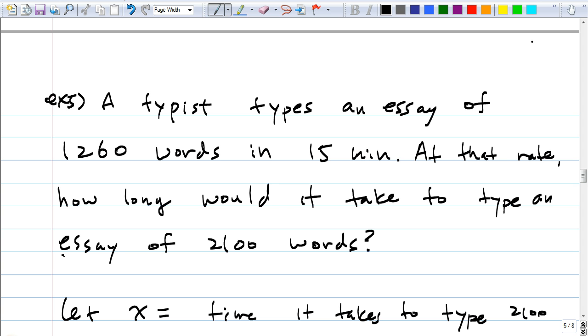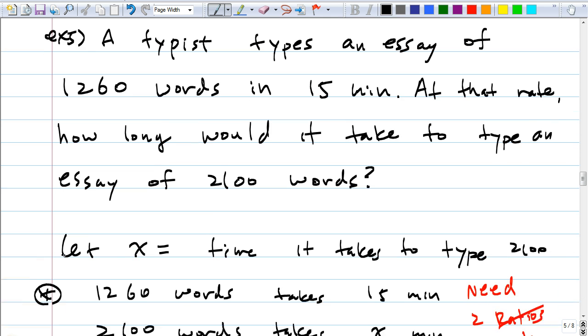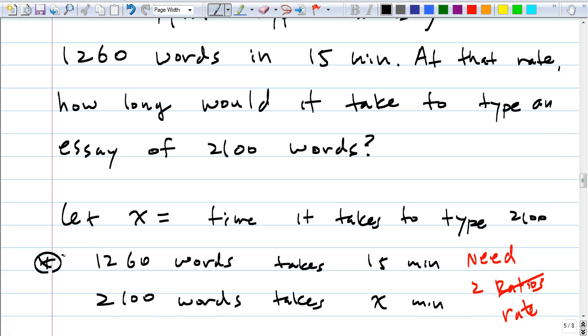It turns out that's not a ratio. We cheated a little bit here. That's actually a rate because they don't have the same unit, do they? It's okay. It'll still work out. What about then for 2,100 words? How many minutes does it take? We don't know. That's x. So those are the two. We need two ratios, and that's what we have.